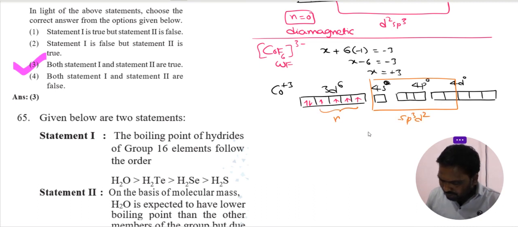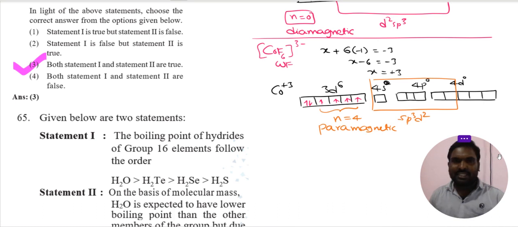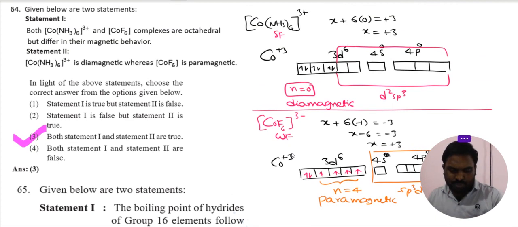How many unpaired electrons are there? n equal to 4. So unpaired electrons are there, so it is paramagnetic in nature. Clear everyone? That's why the magnetic natures are different, but both are octahedral complexes. The first complex is diamagnetic and the second is paramagnetic, because the first complex has no unpaired electrons and the second has unpaired electrons. Understood everyone? So that's why option 3 is the right answer. Now moving to the next question.